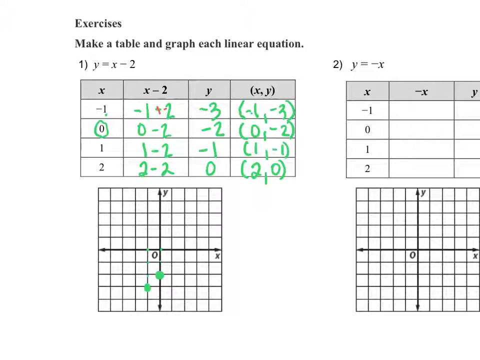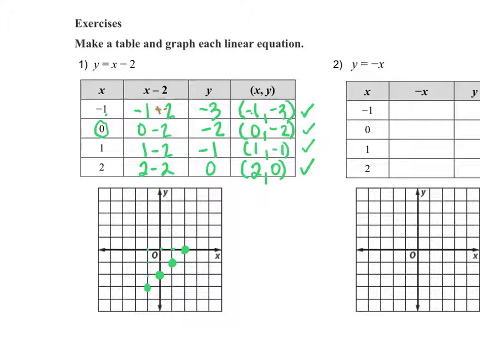1, -1. I'm getting it from here. I just graphed these 2 points right here. So the next point I'm going to graph is 1, -1. So I went over to 1, and then I went down 1. And then my last point I'm going to graph is 2, 0.